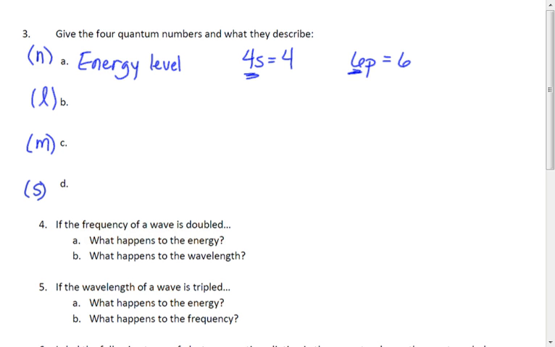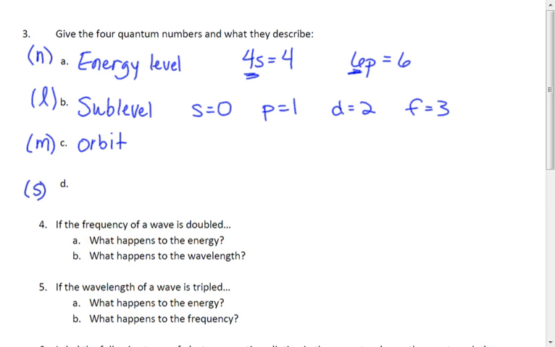Our second quantum number has to do with which sublevel we have, which sublevel or subshell. And each different letter has a different number that goes with it. So if it's S, it's going to be 0. If it's P, it's going to be 1. If it's D, it's 2. And F is 3. SPDF, that goes in order. Our third quantum number tells us which orbital that electron is found in. And just remember the middle is always going to be 0.